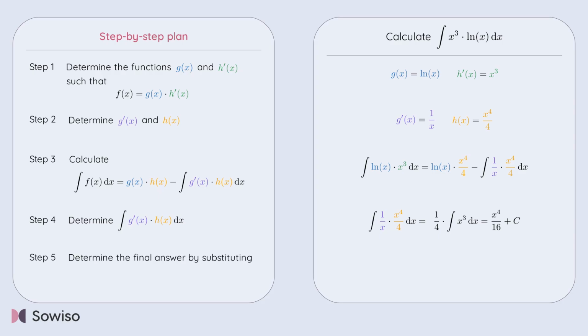Finally, step 5. Determine the final answer by substituting step 4 in step 3. The integral of f of x is given by the natural logarithm of x times x to the fourth over 4 minus x to the fourth over 16, plus the constant of integration, c. This concludes the example.